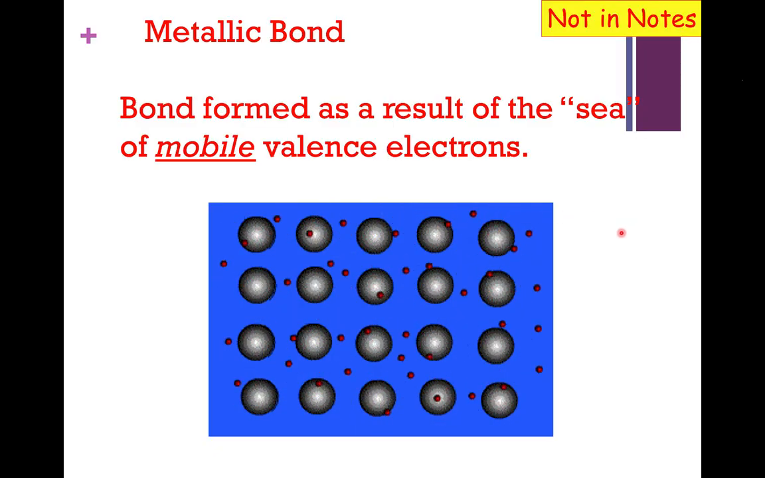Now the other type of bond is the metallic bond. Now it is formed by the result of a sea of mobile valence electrons. I know this is not in your notes, but these are positive cations here. These are the metals. These are the actual atoms, the nuclei, and they're all positive nuclei, each one of them. And then what they've done is they've contributed their electrons kind of to the group, and you can see the electrons whizzing around in constant random motion.